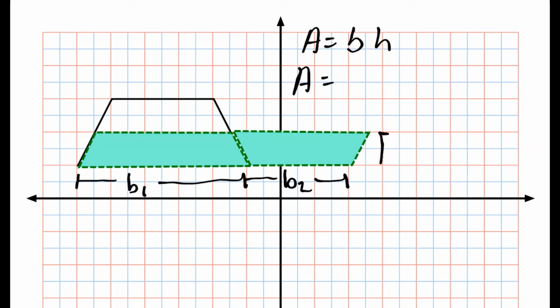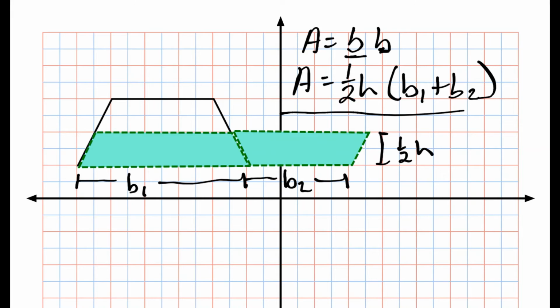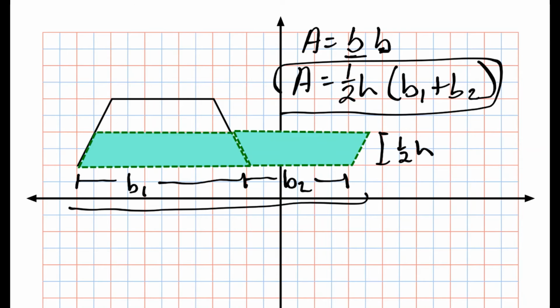The height of this is half of the height of the actual trapezoid, so the height is 1/2 h. The base of it is base 1 plus base 2 in length, and voila, there's that formula. It looks like it just was kind of made up out of thin air, but it actually has some relevance when you look at that trapezoid and redesign it into a parallelogram.